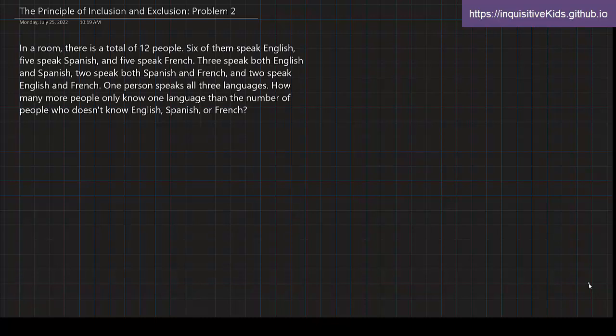So here is problem 2. Let's look at the problem. In a room, there is a total of 12 people. 6 of them speak English, 5 speak Spanish, and 5 speak French. 3 speak both English and Spanish, 2 speak both Spanish and French, and 2 speak both English and French. One person speaks all 3 languages. How many more people only know one language than the number of people who don't know English, Spanish, or French?